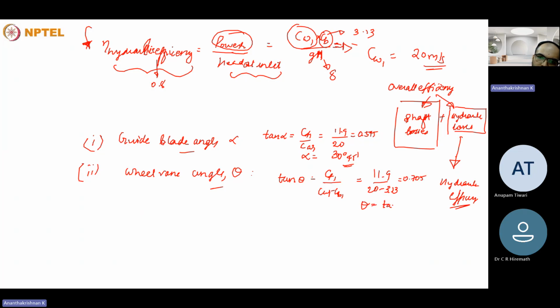Theta is equal to tan inverse of 0.705. So that is equal to 35 degrees, 11 minutes. So that is the wheel vane angle theta.